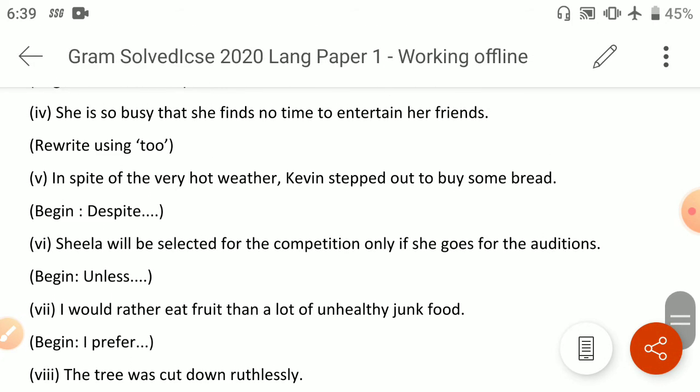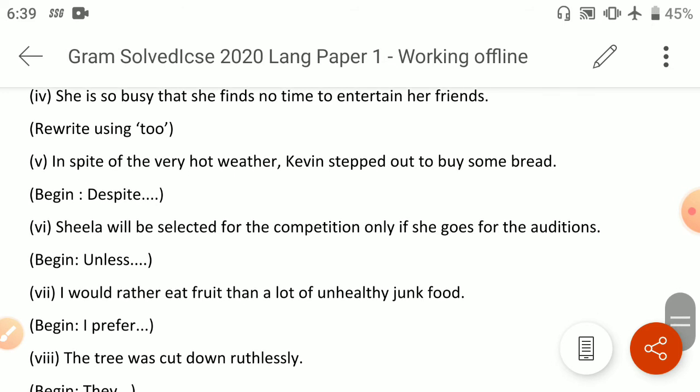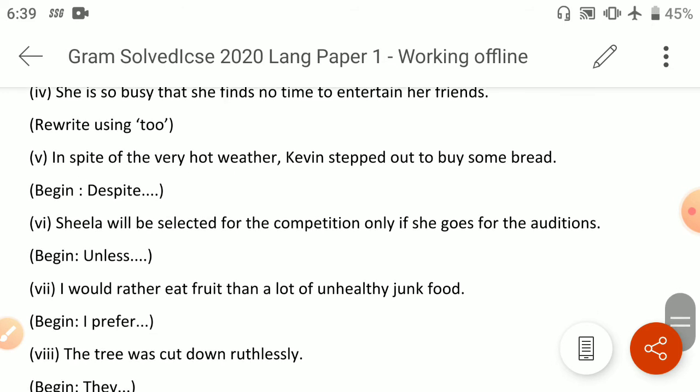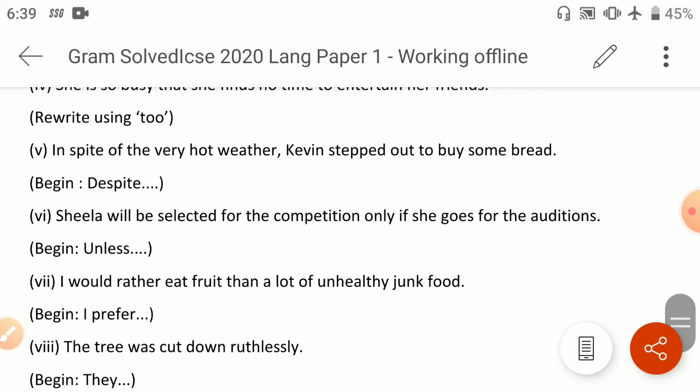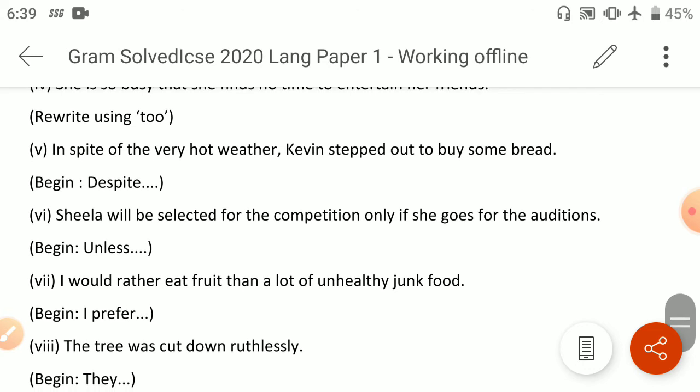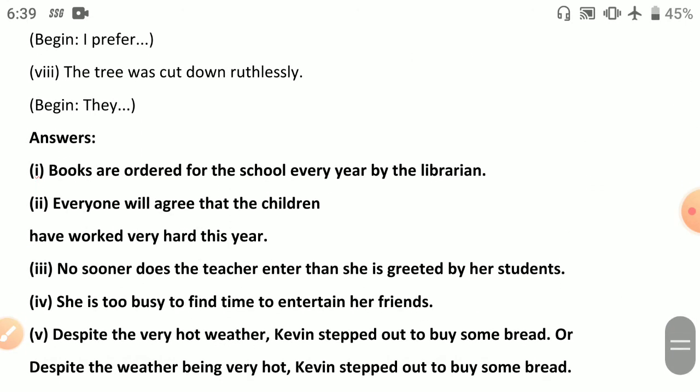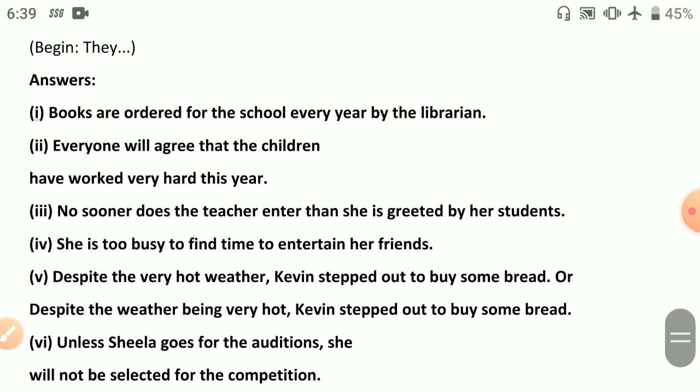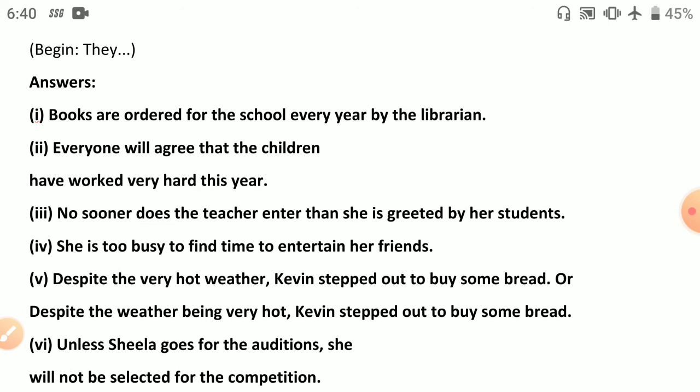Next, in spite of the very hot weather, Kevin stepped out to buy some bread. Use "Despite". So, in spite of and despite, we know, but with despite we cannot use "of". So how are we going to do it? Despite the very hot weather, Kevin stepped out to buy some bread. Or you can write like this: despite the weather being very hot. This is also correct. Despite the weather, despite and being really go together. So despite the weather being very hot, Kevin stepped out to buy some bread.